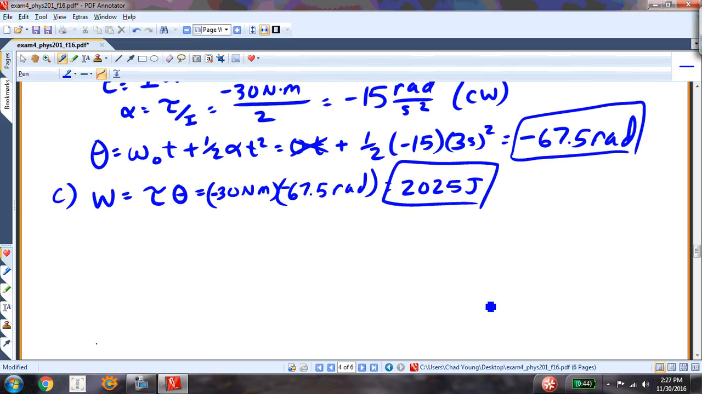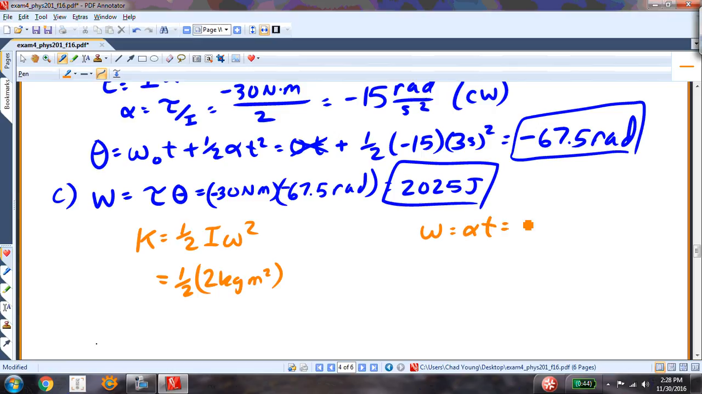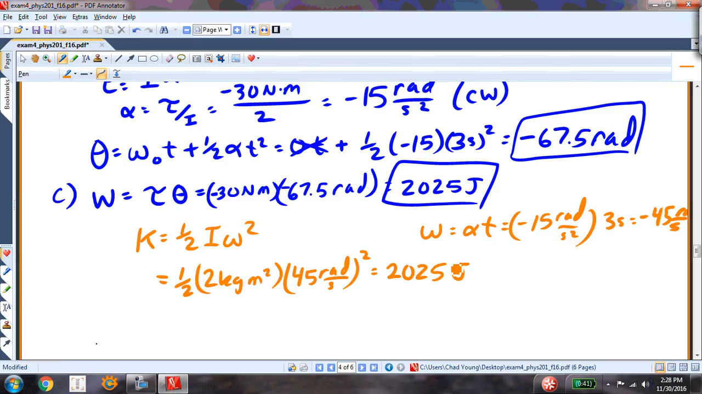But there is another way you could approach it. You could say that the kinetic energy is 1/2 I omega squared. And whatever work I do on this cylinder will increase its kinetic energy. And so I already know I, that was our 2 kilogram meter squared. Now I need to know what is omega after 3 seconds, and omega is equal to alpha t. Well, that's not that hard to find because I know alpha, it's minus 15 radians per second squared. And t is 3 seconds, so that's equal to minus 45 radians per second. After 3 seconds, it's traveling at that speed. So I'm going to put in my 45 radians per second over here. I leave off the negative because it's squared anyway, it goes away. And then this is also equal to 2025 joules. So either one of those is okay.